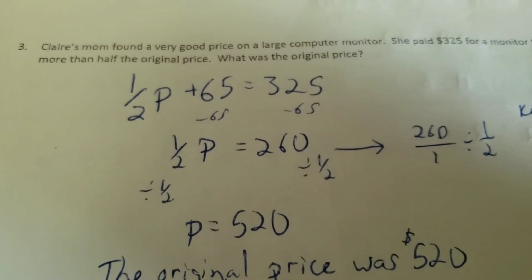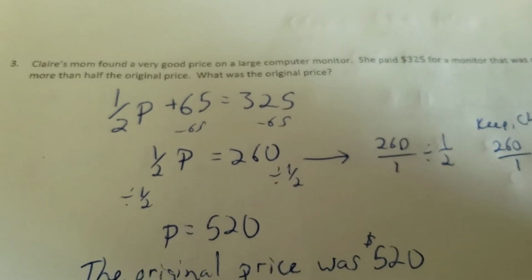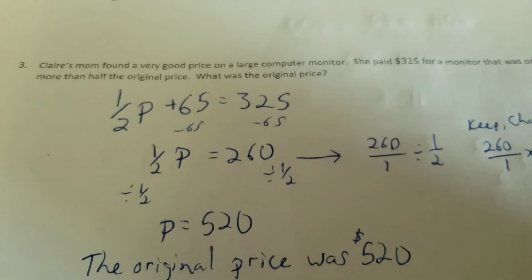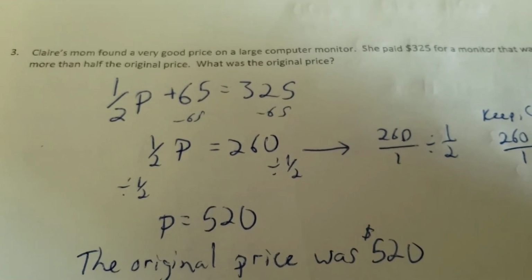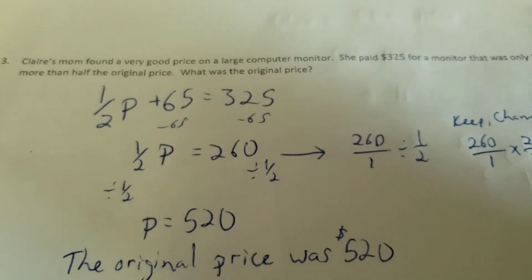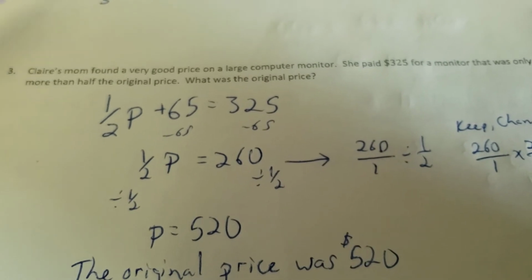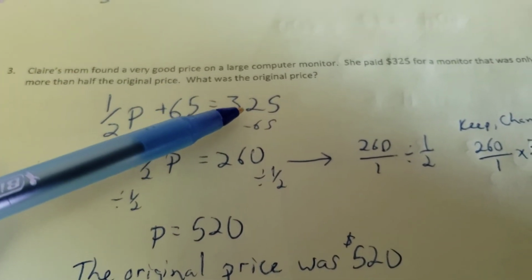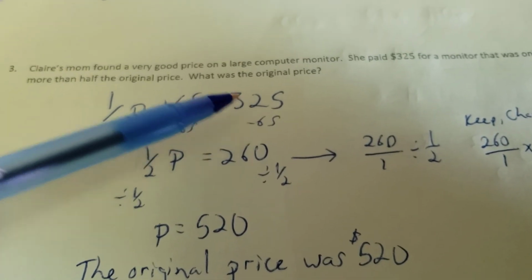Claire's mom found a very good price on a large computer monitor. She paid $325 for a monitor that was only $65 more than half the original price. What was the original price? I don't know the original price, so I'm going to call it P. But I do know that they did pay $325 for the monitor, so that's currently my total.